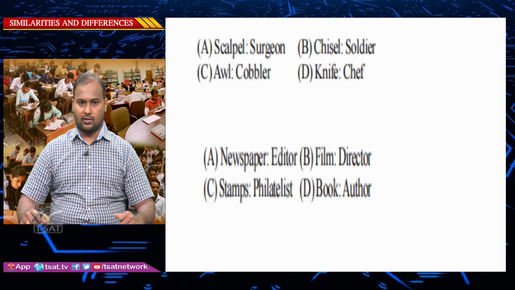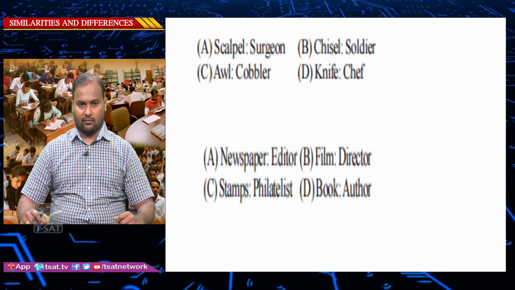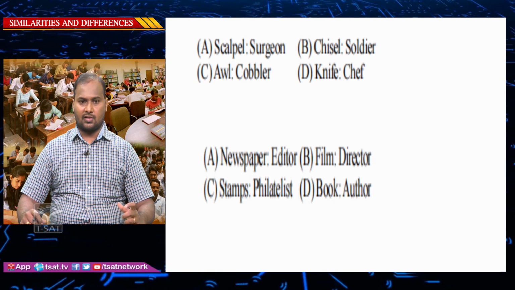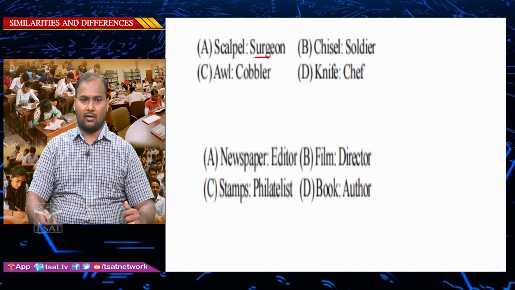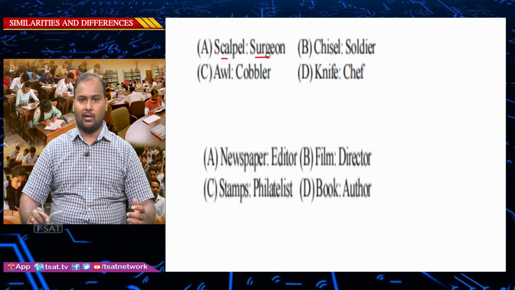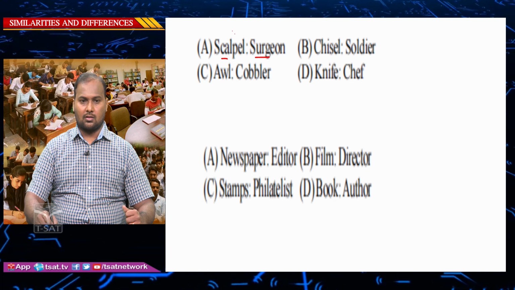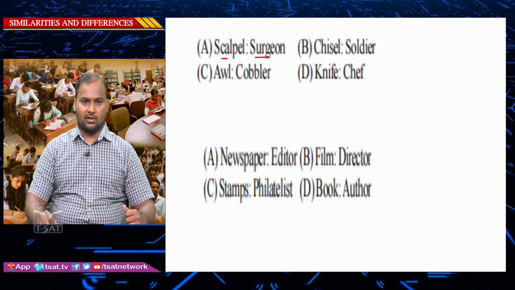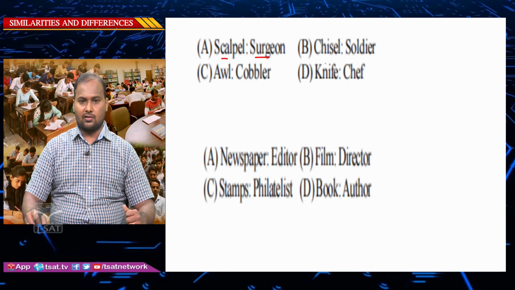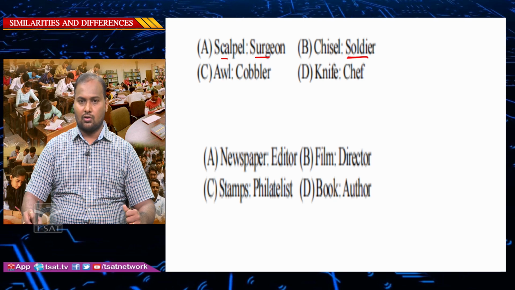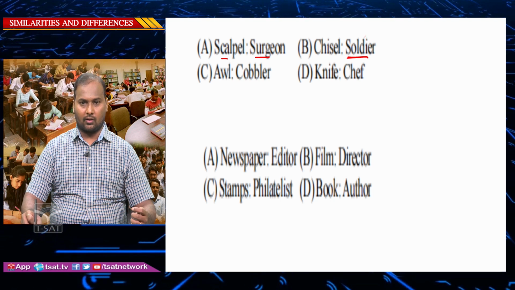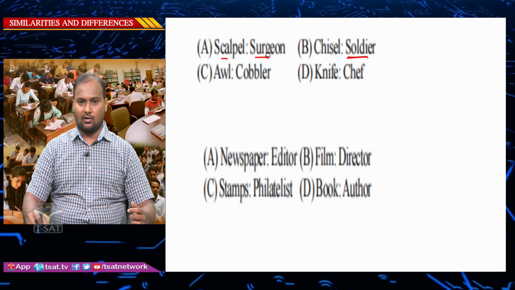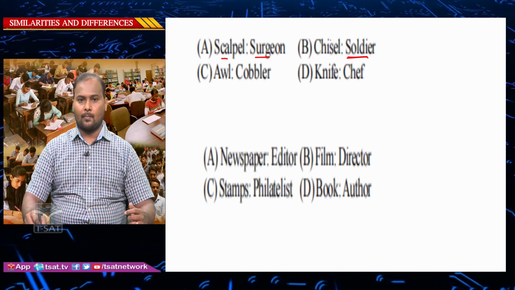In this question, scalpel surgeon, chisel soldier, awl cobbler, knife chef. The moment I see this question, there is a surgeon, means one person is there and the instrument is there. So on the right side you have a person, on the left side you have an instrument that is used by the person. For example, scalpel is used by surgeon because surgeon uses scalpel. In the same way, chisel is used by soldier. No, this is wrong. Soldier will not use chisel. Obviously, the soldier uses gun. So here instead of chisel, your answer should be gun or chisel.